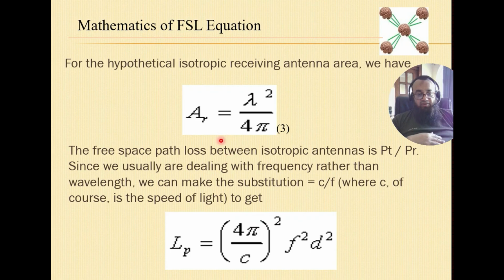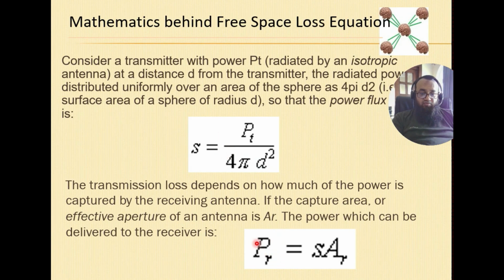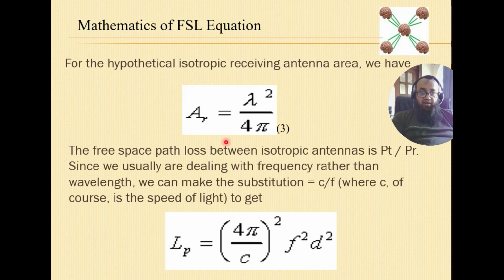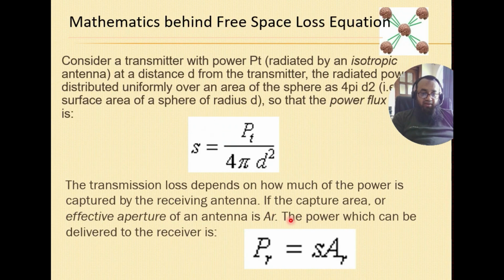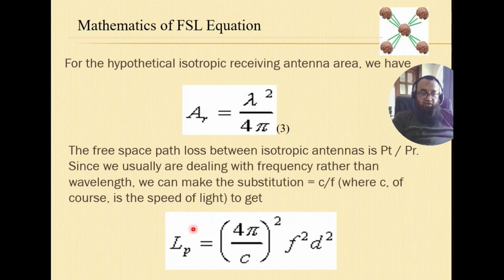And how will they come? You have to use this formula. In this formula, you have to put the value of S from here and the value of AR from here. And then you will have a PR here and a PT here. Then you just have to rearrange these and you will come to this point. It is very simple. But again, if anyone is having any issue, then I can show him the steps which were used to make this.